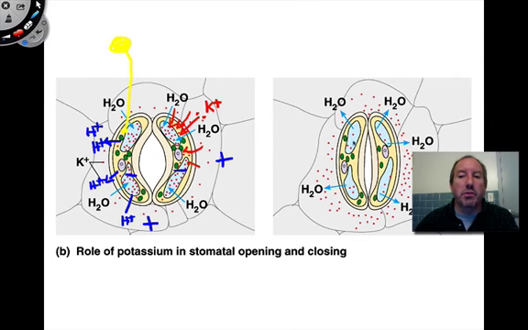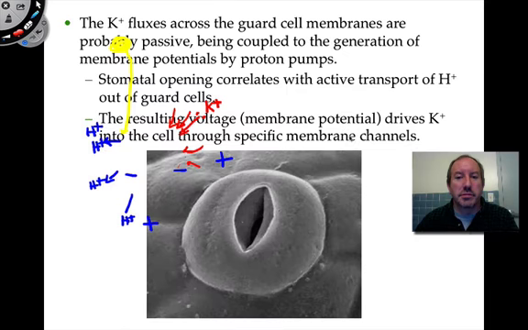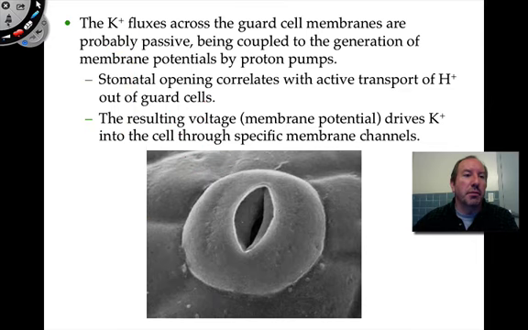In the evening, when the sun goes down, there's no energy. The hydrogen ions then return. With no hydrogen ions, the potassium is not likely to go into the cell because it's neutral, and so therefore the potassium leaves. As the potassium leaves, the water leaves, and therefore the guard cells collapse. And so there you have it.